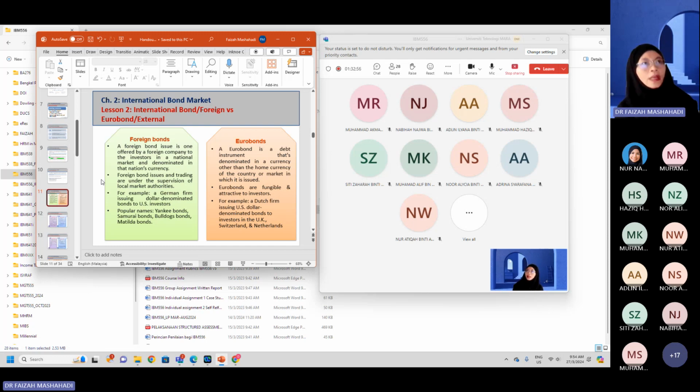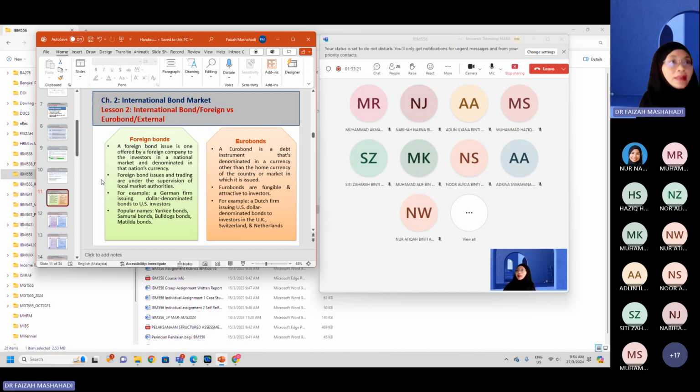So it's very strict because foreign bond issuers or international bond issuers, they have to comply to all rules and regulation issued or designed by Security Commission of that particular country. That one is foreign bond. Okay.